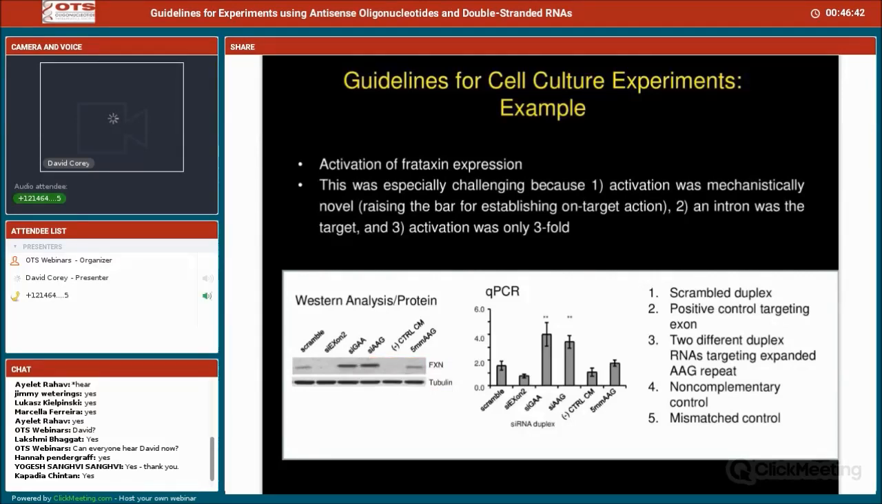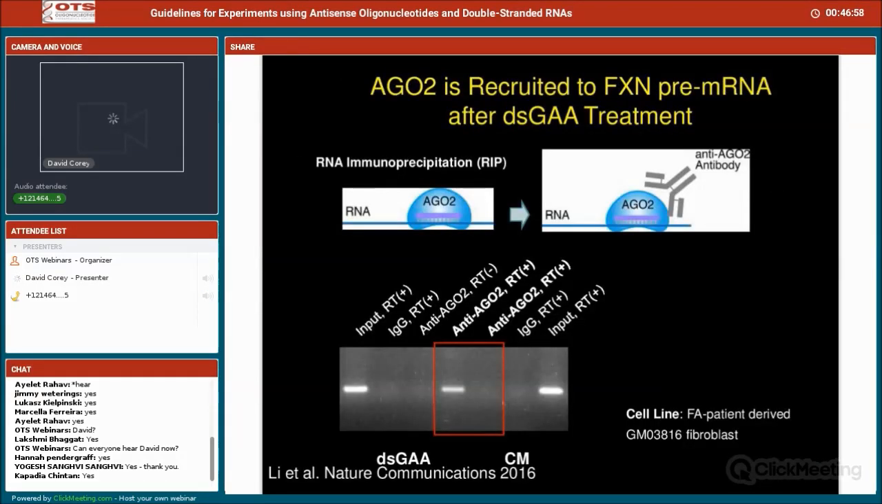activate gene expression. So in a nutshell, it shows everything I was just telling you about. Scrambled control, mismatch control, positive control showing our transfection was working, and then 2, not 1, but 2 active compounds that upregulated gene expression.